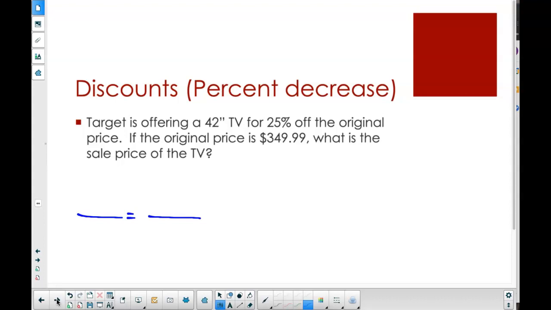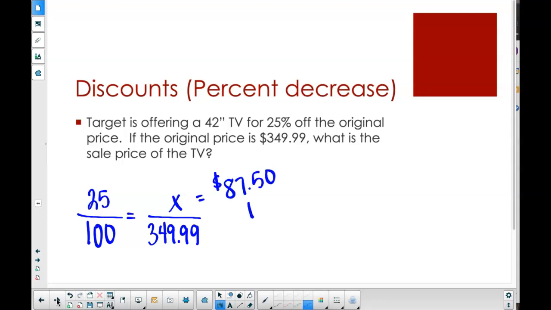That's the discount. Okay? So if you set this up correctly, you did 25 over 100 and $349.99 on the bottom, X on the top, and solved it, you get $87.50. This is the discount. That's not the sale price, right? That's how much you would save. I wish that was the actual price. I'd go buy a lot of TVs and resell them. But that's not what I would pay.